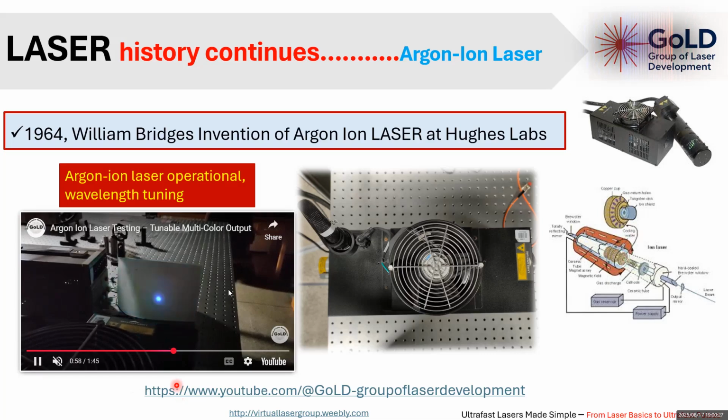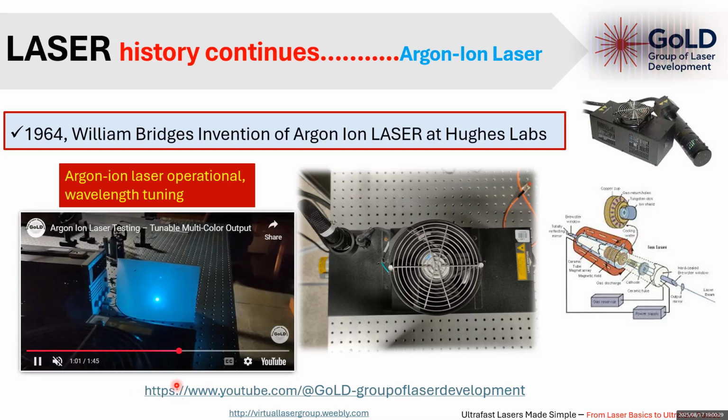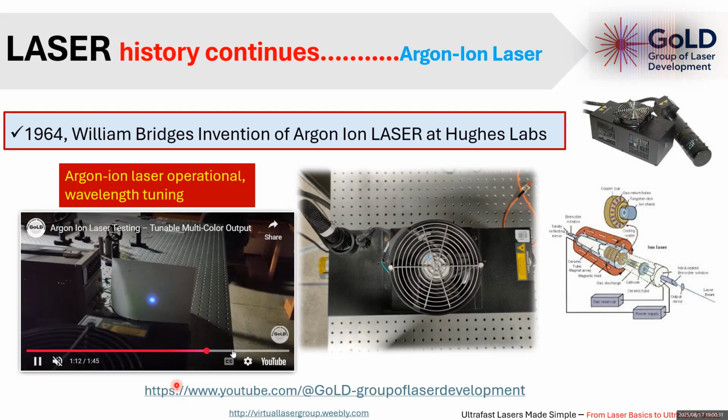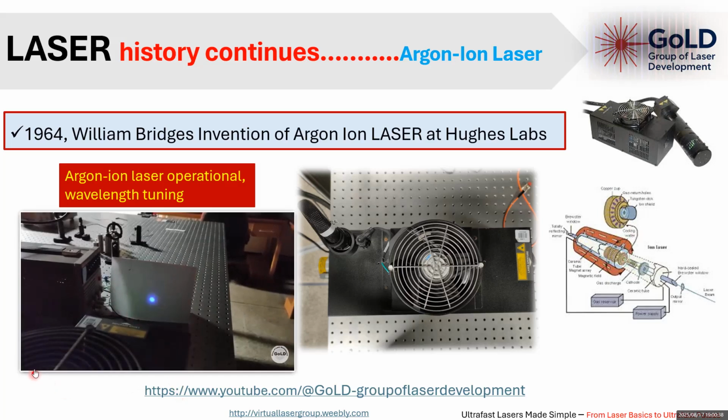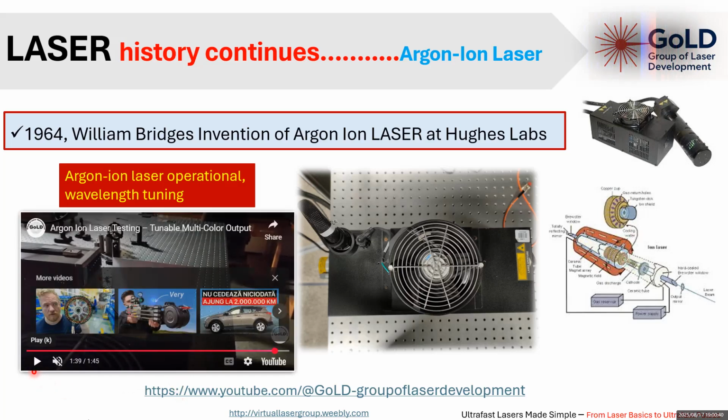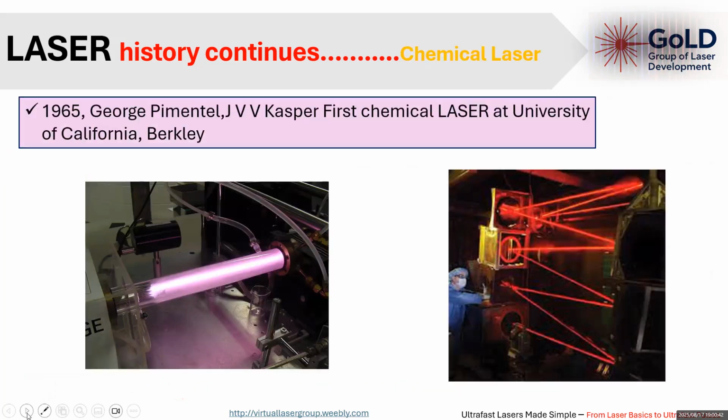The students cannot. So anyway, you can see now blue and different colors here, and this is an argon-ion laser. Argon is used in the form of ion. Okay. So next we move to the next, I think it's the last slide.